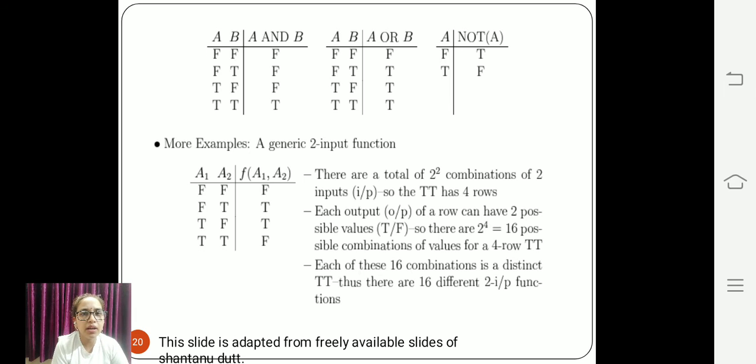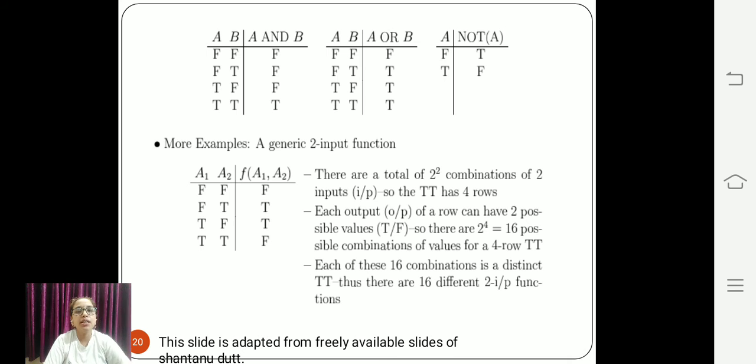Next, A or B. OR is dealing with the function of addition. So 0 plus 0 is always 0, 0 plus 1 is always 1, 1 plus 0 is always 1, and 1 plus 1 is 2, which is written here as 1, that is, carry 1, so it is represented as 1. With respect to that, I have written the truth table: F F, F T, T F and T T, giving false, true, true, true.